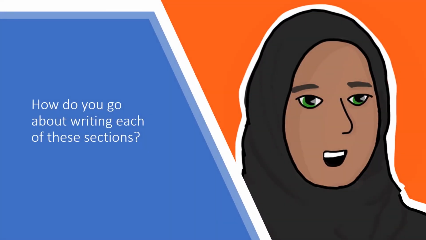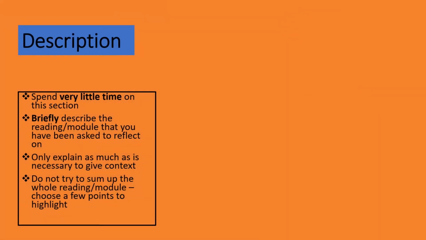Be guided by the assignment instructions and rubric. Your lecturer may have given specific questions to prompt your reflective process. As I've already mentioned, your description should be brief. Only give as much detail as you need to give context to what you're going to say. Do not try to summarize everything, just highlight a few important points.